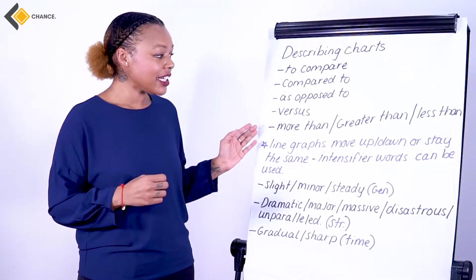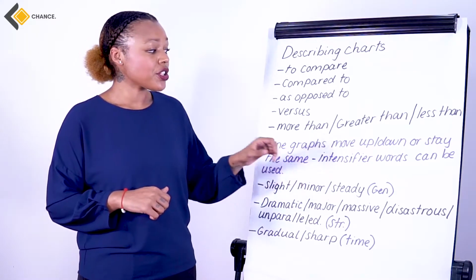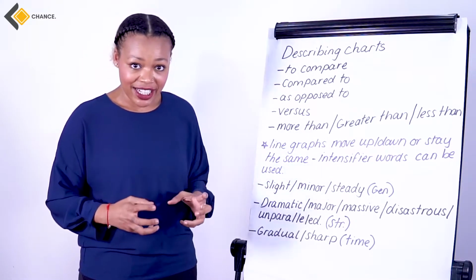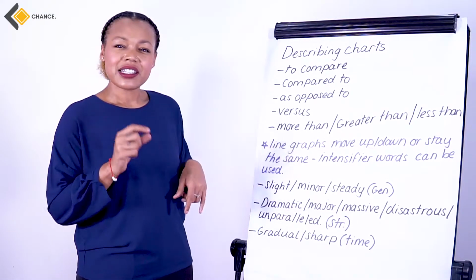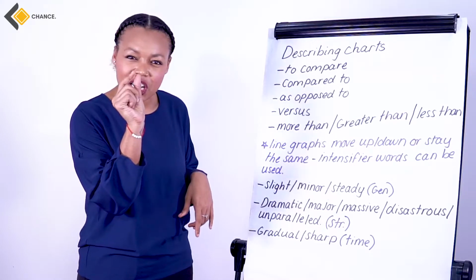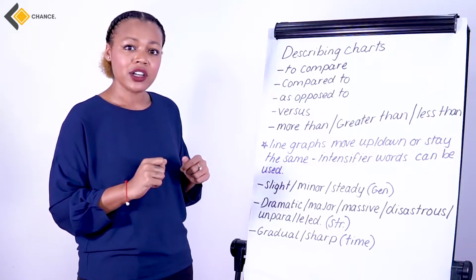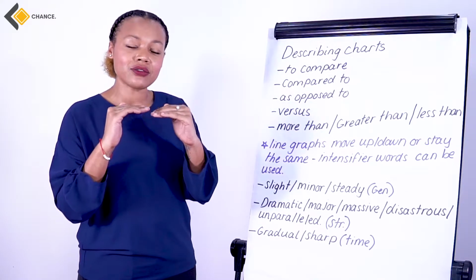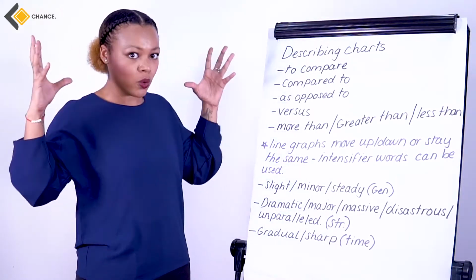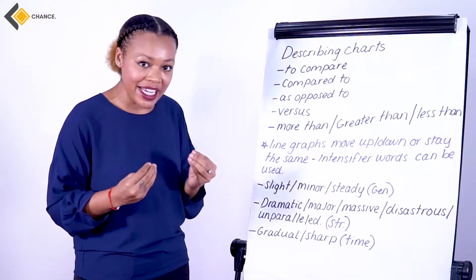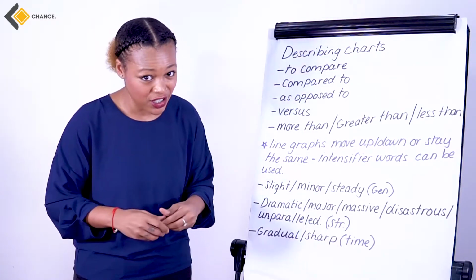Of course, line graphs move up, down, or stay the same. So you can use some intensifier words and adjectives to describe these differences. Let's consider these. Slight means a slight movement, only a small movement. It was minor, or it was steady, so it didn't really change that much. You could say it was dramatic, a big change. It was major, it was massive, it was disastrous.